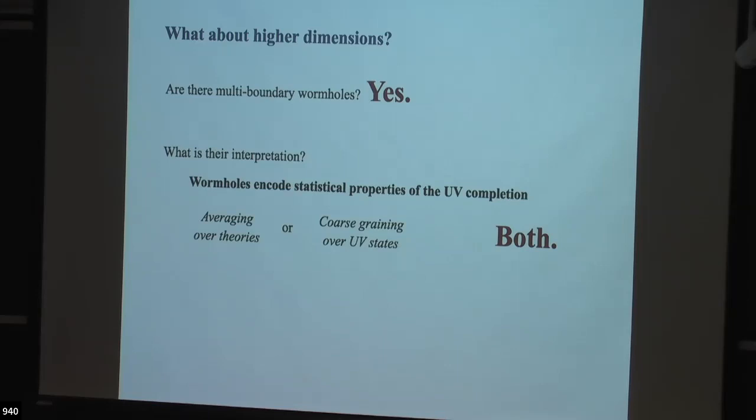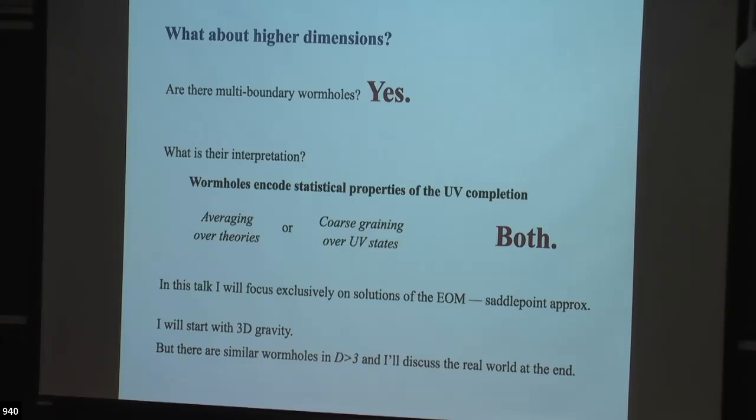Okay. So, I think you don't really have to choose between these. The same calculation can have an ensemble average interpretation and calculate some coarse grained quantity in a fixed theory. That's fine. It's just two different ways of saying it, and I'll discuss both.